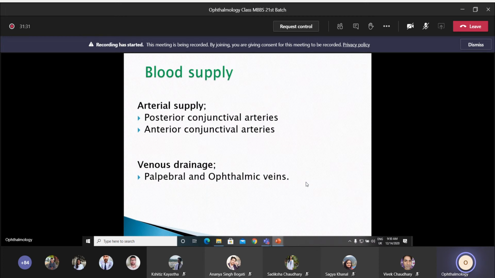Before I go to the physiology, you'll have to know about the different parts of the conjunctiva, the various parts, what you look for. And then, of course, a few words about the epithelium and its importance, then the submucosa, and the arterial, blood and nerve supply.